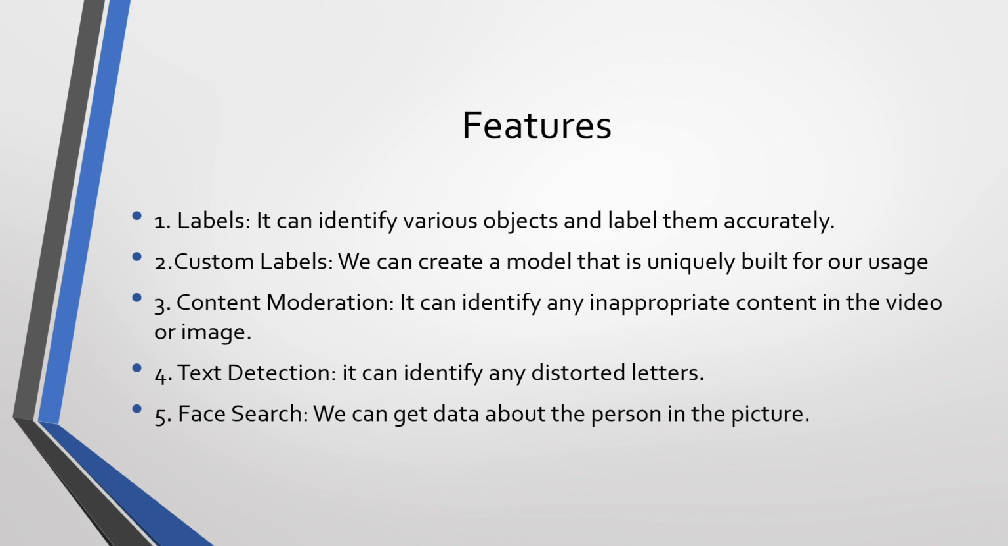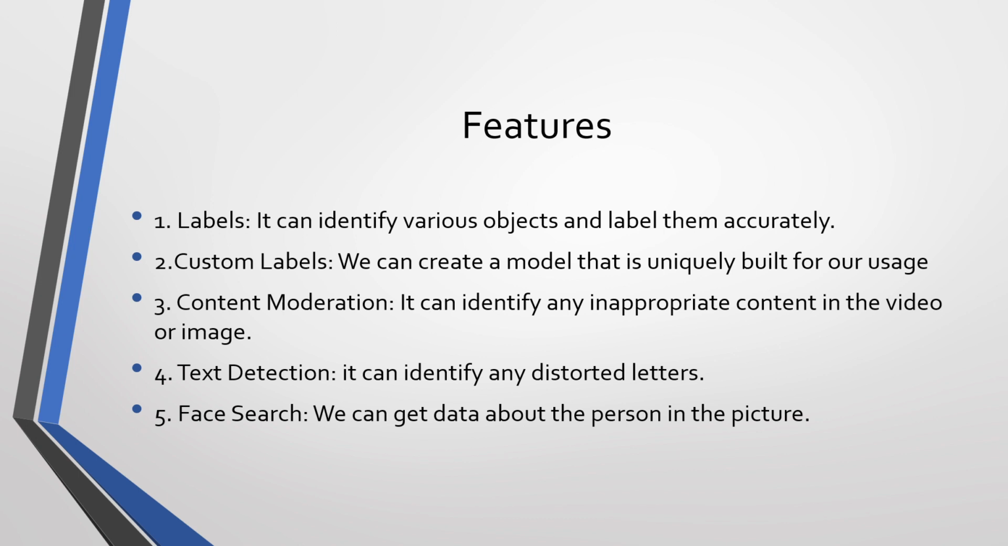Next is content moderation. It can identify any inappropriate content in a video or image. Not only these, if you give a handwritten text which is distorted, it can identify the text, and that is called text detection. Next is face search. This has multiple uses in our daily life. If a picture which has different people in it is given, it can identify a specific person in the picture and get the data about that person.